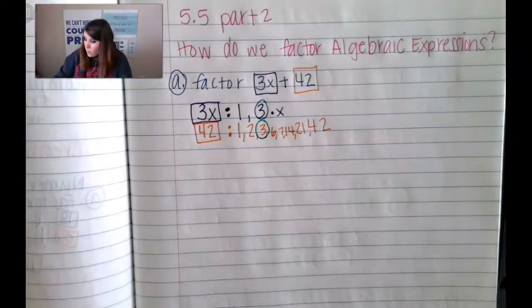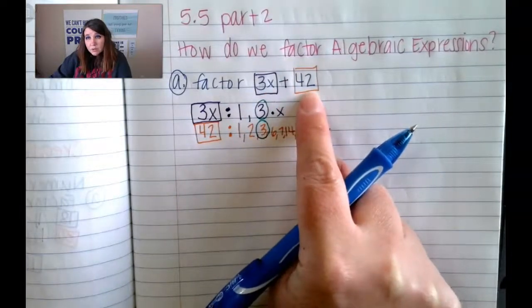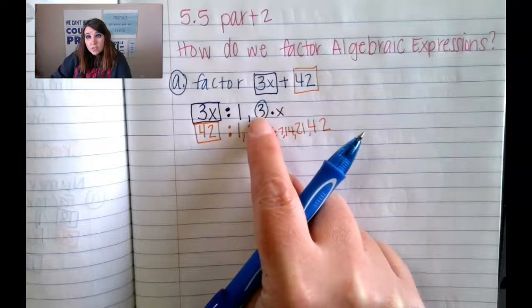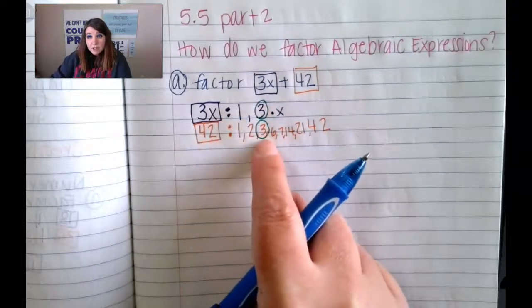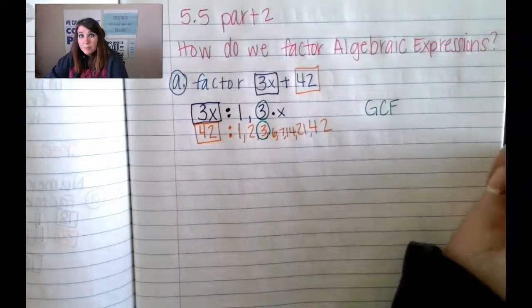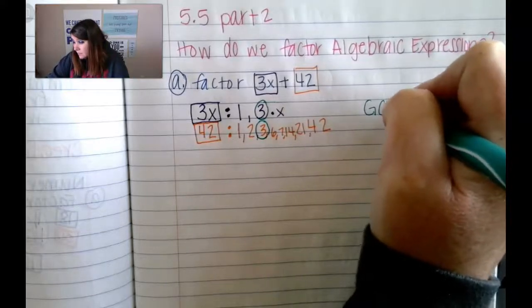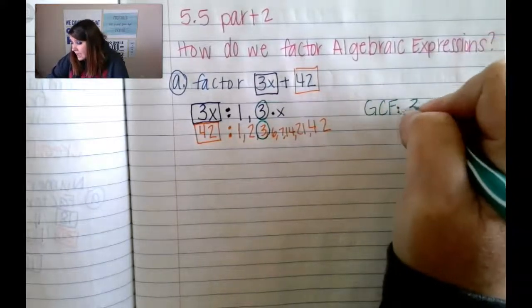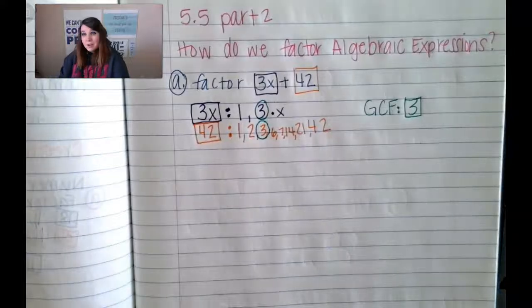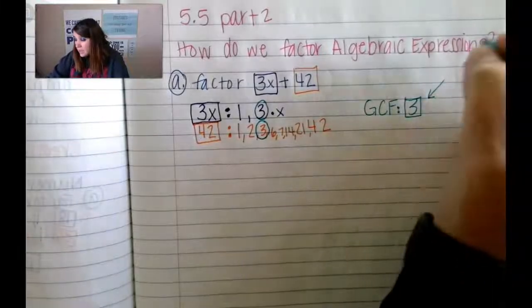Okay, so if we look at this problem, factoring 3x plus 42, I need to figure out my common factor, which is 3. So my special number, my greatest common factor, the biggest number I can pull out of both of these terms, is a 3. That number is my multiplier. So I'm going to use this as my multiplier.